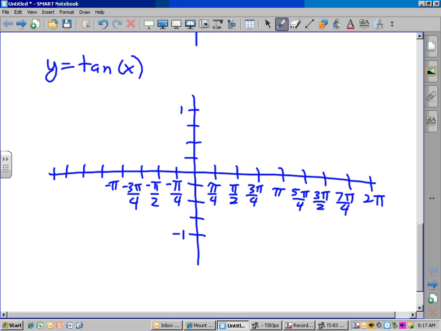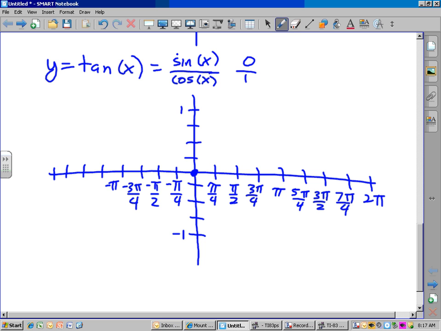Tangent is sine over cosine, right? Maybe this will help. Where's sine start? Where's cosine start? Okay, so where do we start? 0. Cotangent's the one that starts with an undefined. Okay.